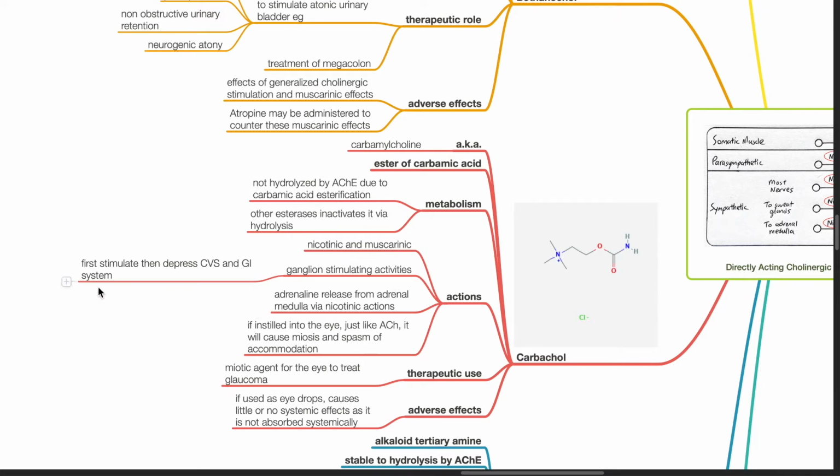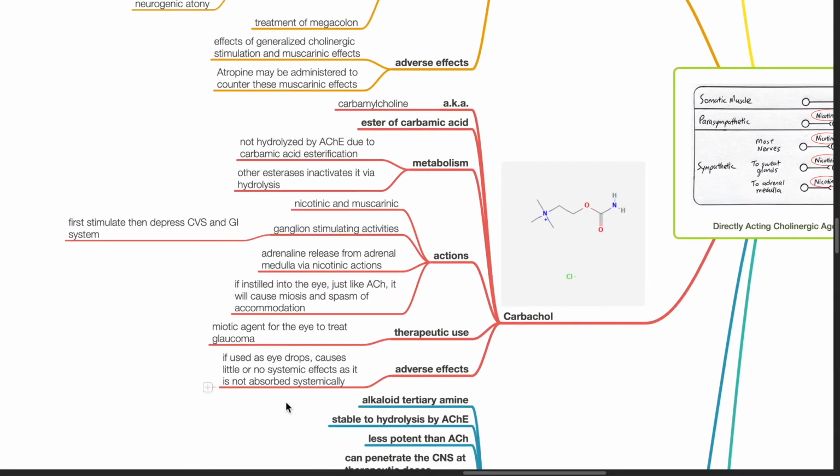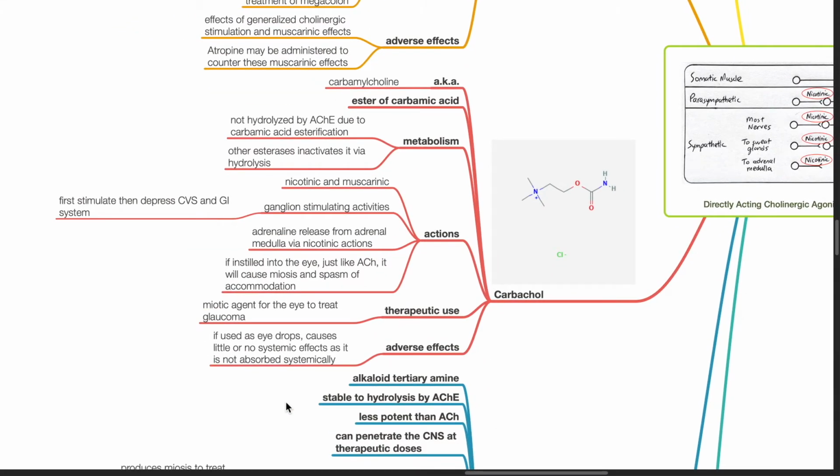It first stimulates then depresses the cardiovascular system and GI system. Adrenaline is released from the adrenal medulla via nicotinic actions. If instilled into the eye, just like acetylcholine, it will cause miosis and spasm of accommodation. Therapeutic use of carbachol. It is a miotic agent for the eye to treat glaucoma. Adverse effects. If used as eye drops, it causes little or no systemic effects as it is not absorbed systemically.